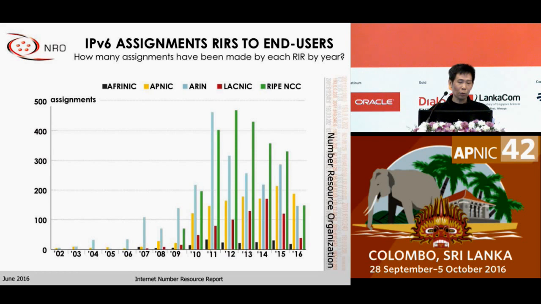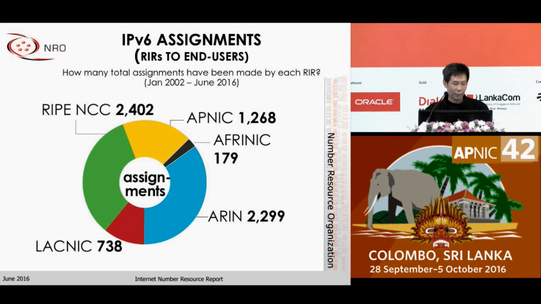The RIRs also make portable assignments to end users. You can see the IPv6 portable assignments also increased in recent years. This is the total IPv6 assignments made by each RIR. Both RIPE NCC and ARIN have made more than 2,000 IPv6 assignments. APNIC also has made 1,268 IPv6 portable assignments.